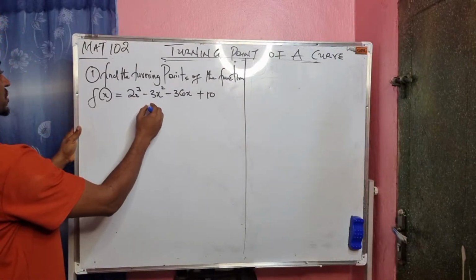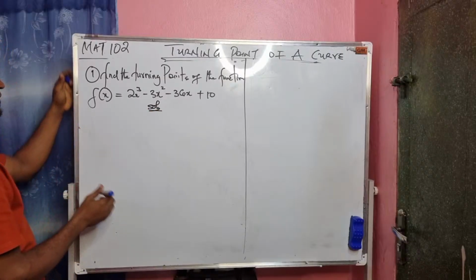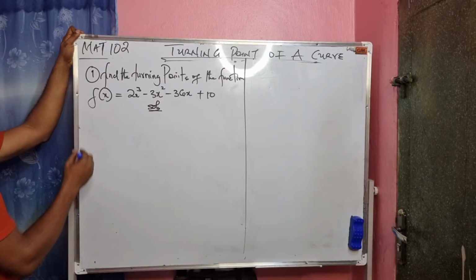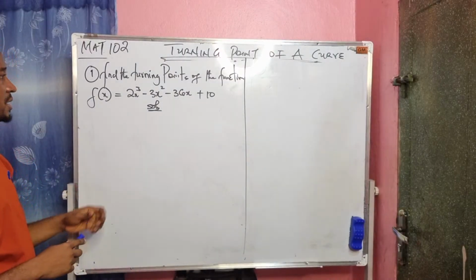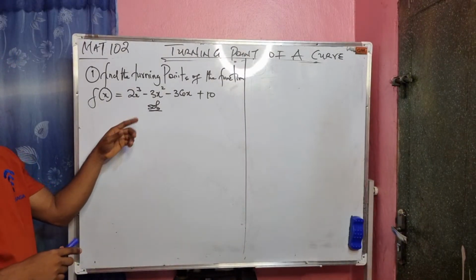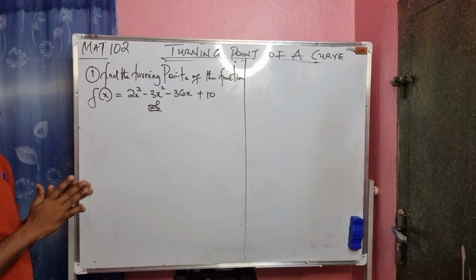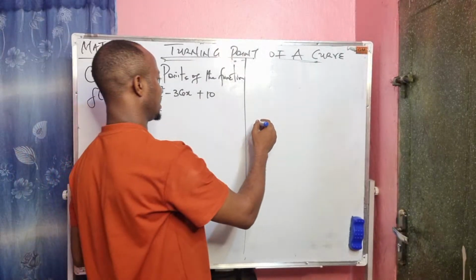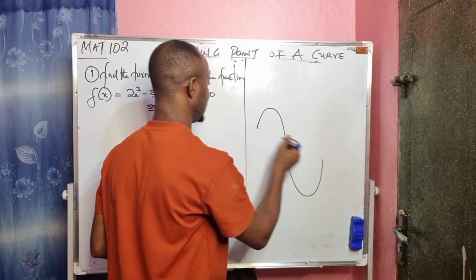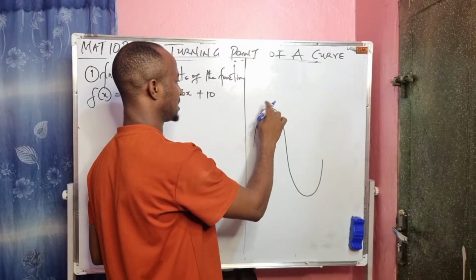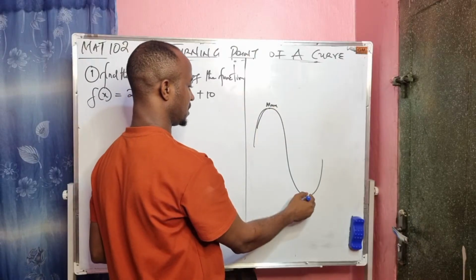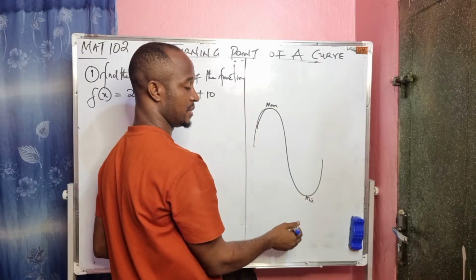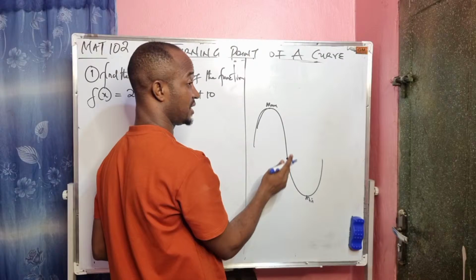Okay, let's look at this question together. The first step is to differentiate this. We have a cubic function here. Whenever we have a cubic function, don't forget that it gives us a graph like this. It means there's a tendency of us having a maximum and a minimum at the same time, and sometimes a point of inflection.